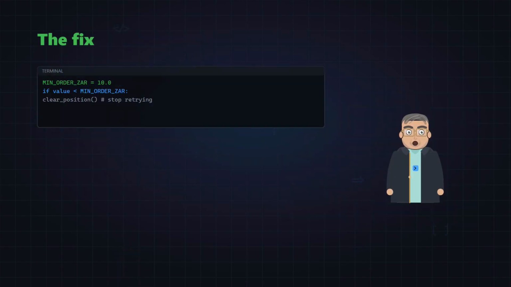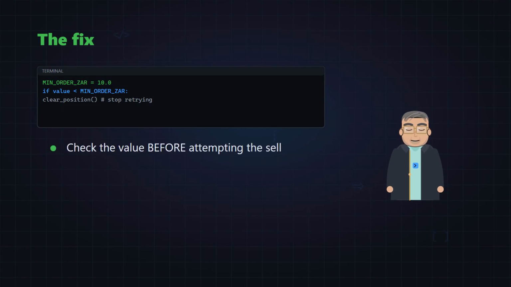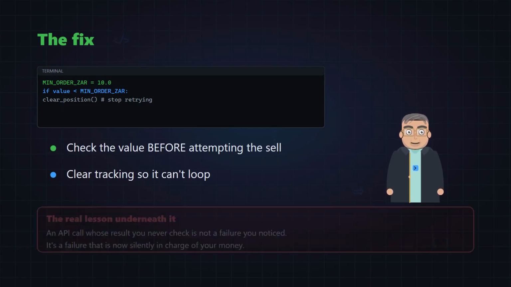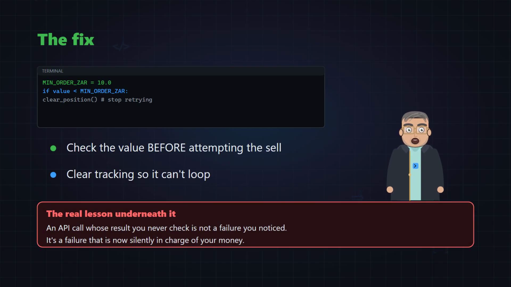Nothing was lost, but that is genuinely a frightening bug, because it is an unbounded retry loop touching a live exchange. The fix was 2 lines of thinking. Check the order value against the minimum before even attempting a sell, and if it is below the minimum, clear the position from tracking immediately so the bot stops trying. And the real lesson underneath it? A failed API call that you never check is not a failure you noticed. It is a failure that is now silently in charge of your money.